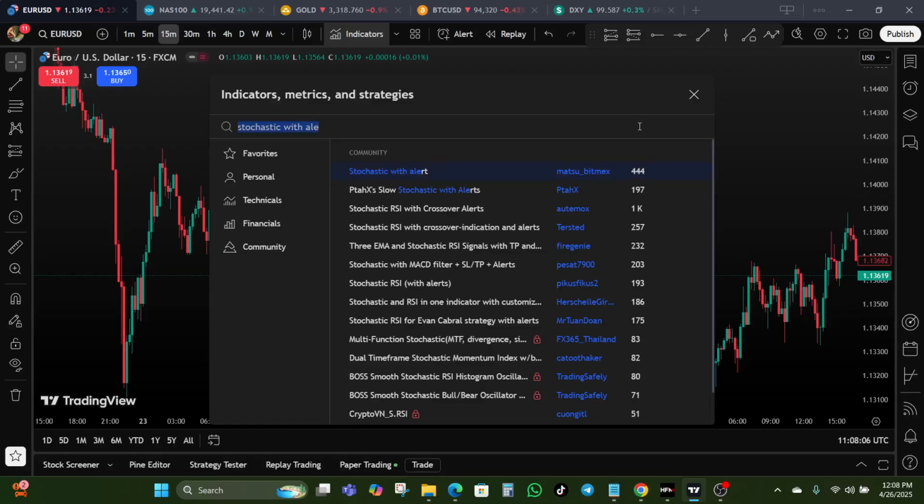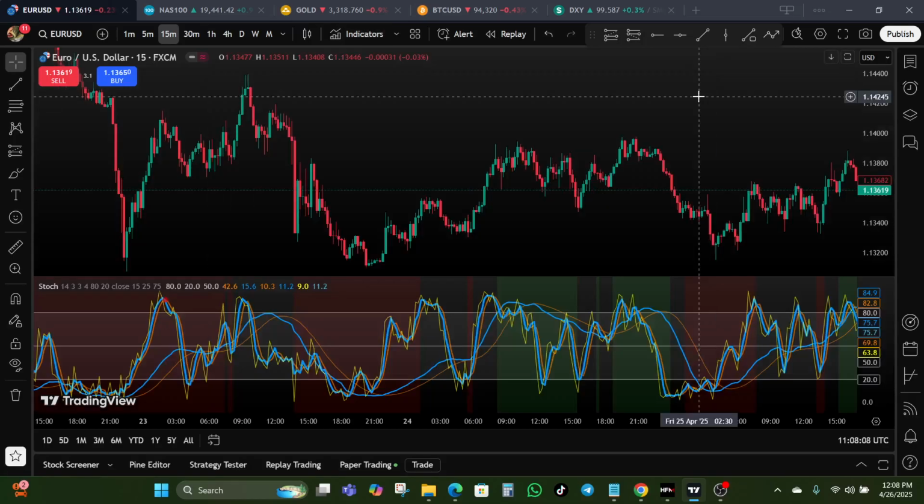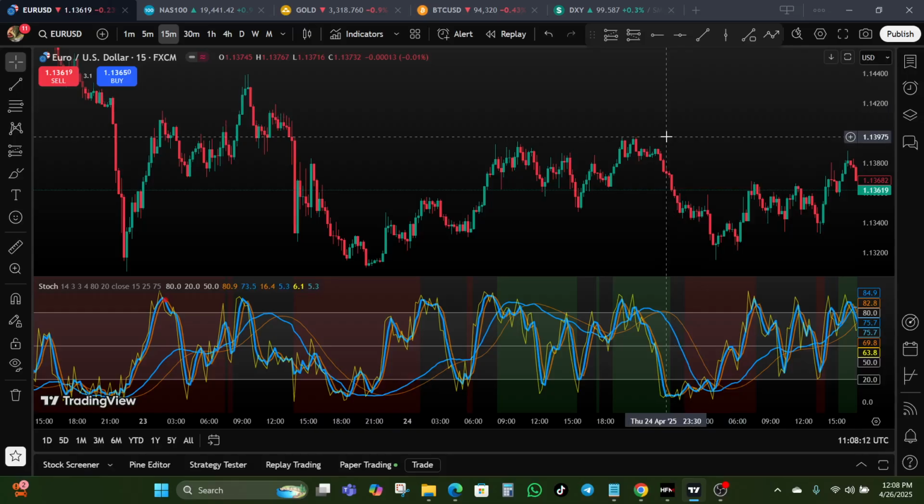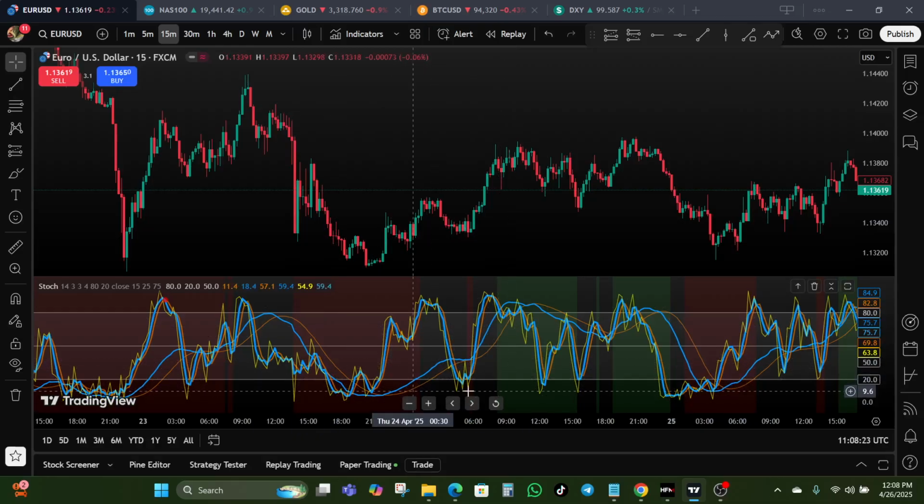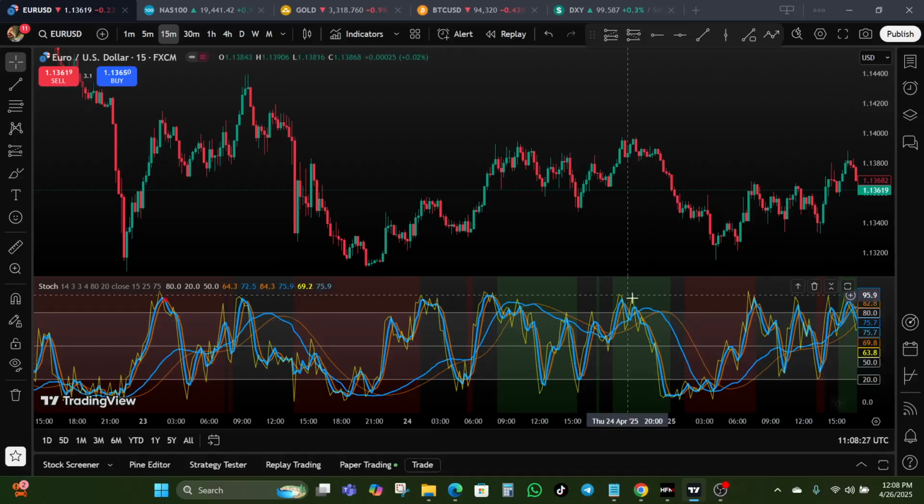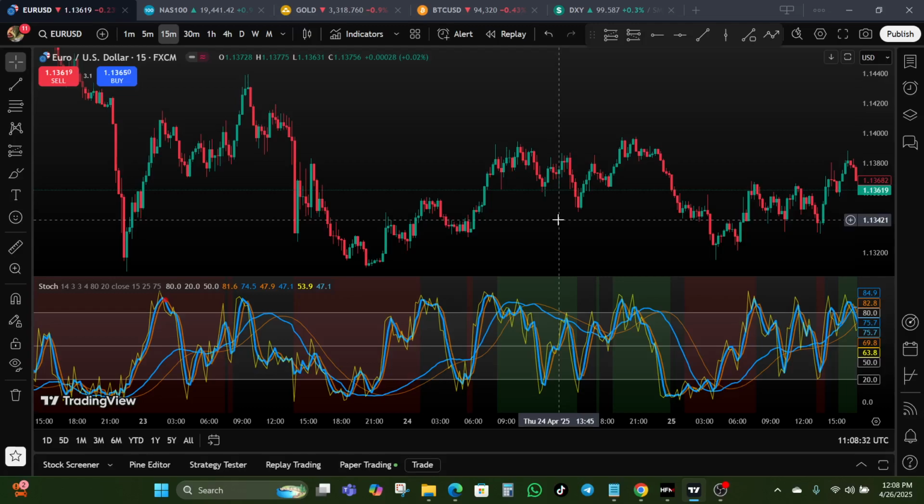All right. So the stochastic with alerts indicator lets you personalize alerts when certain levels are crossed. Meanwhile, this indicator, as you can see, is quite an interesting indicator. Now, it might have confusing lines here and there, but basically, pay attention to the confluence. When using this indicator, pay attention to confluence.